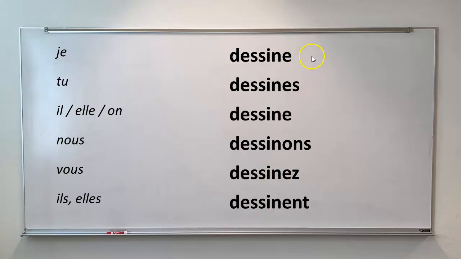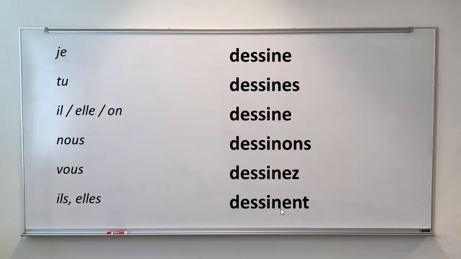A note about pronunciation. Dessine, dessine, dessine, dessine. So, je, tu, il, elle, on, and ils, elles, plural, are all pronounced the same. Je dessine, tu dessines, il dessine, elle dessine, on dessine, ils dessinent, elles dessinent.